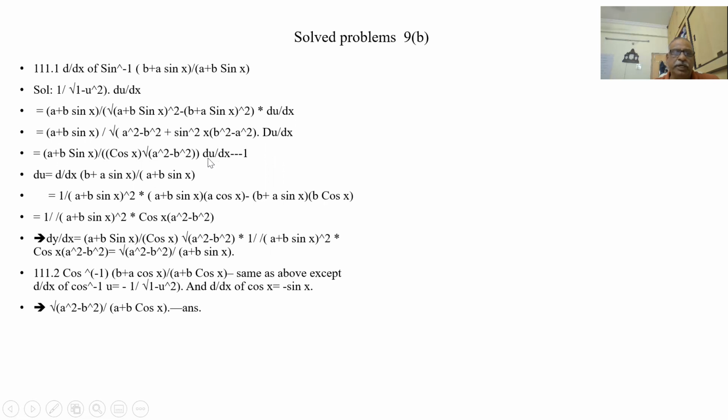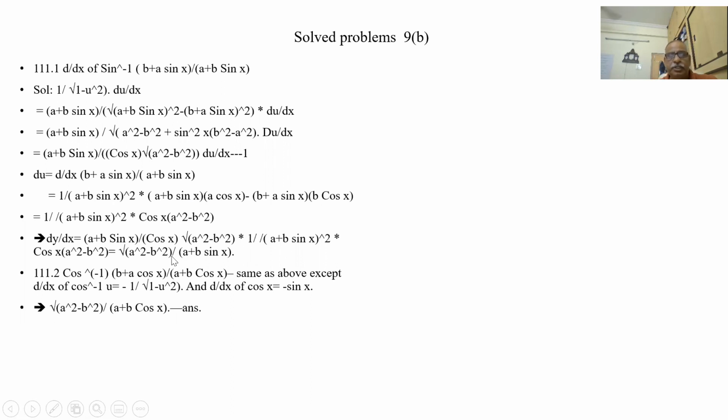Let us see du by dx. du by dx is equal to 1 by (a plus b sin x) whole square into [(a plus b sin x) into a cos x minus (b plus a sin x) into b cos x]. When we simplify this and multiply by the earlier term, what we are getting is square root of a square minus b square by a plus b sin x.